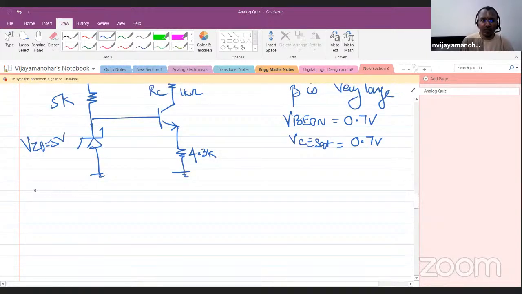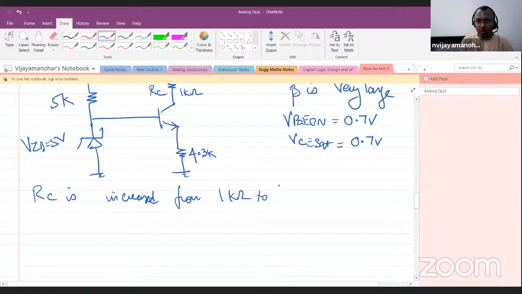Now what they are saying is RC is increased from 1 kilo ohm to 8 kilo ohm. So you are going through steps, 1 kilo ohm to 4 kilo ohm, 4 kilo ohm to 8 kilo ohm, like that. You are increasing the RC. What happens is the question. Now, first of all, what is this circuit? Let us understand what is this circuit.